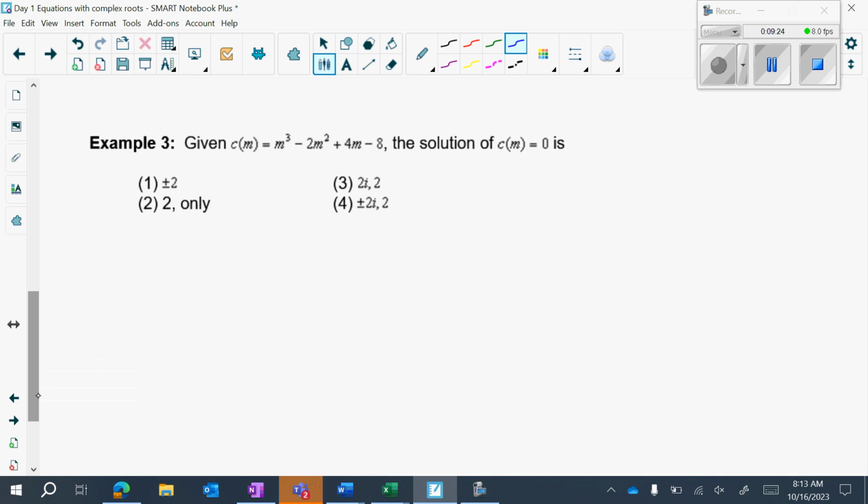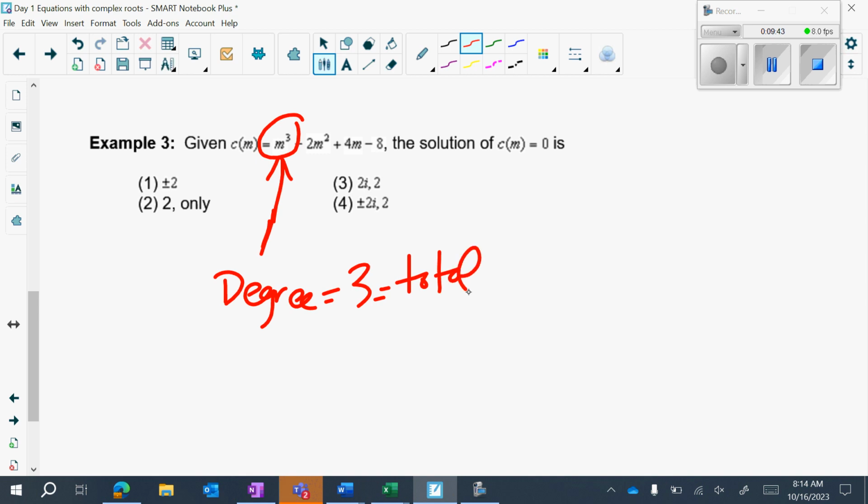So now here's a multiple choice question. Obviously, I want you to do it algebraically as well as graphically if you can, but let's think about some common sense here. How many total roots should there be? If the highest exponent is a 3, which is called the degree, there should be 3 total solutions. So if you look at the choices, which one is the only one that has 3 total solutions? I'm hoping you said choice 4.